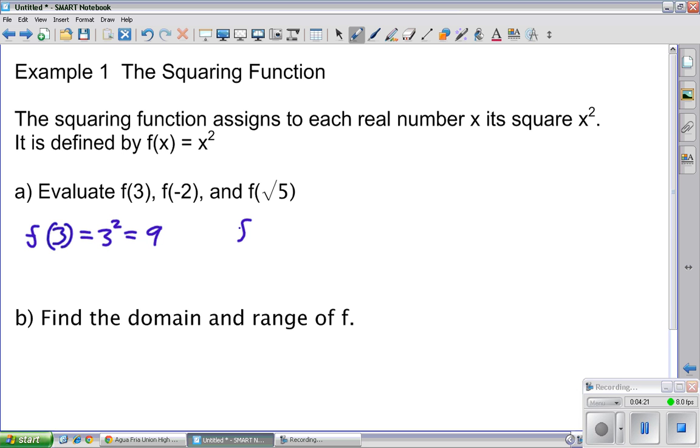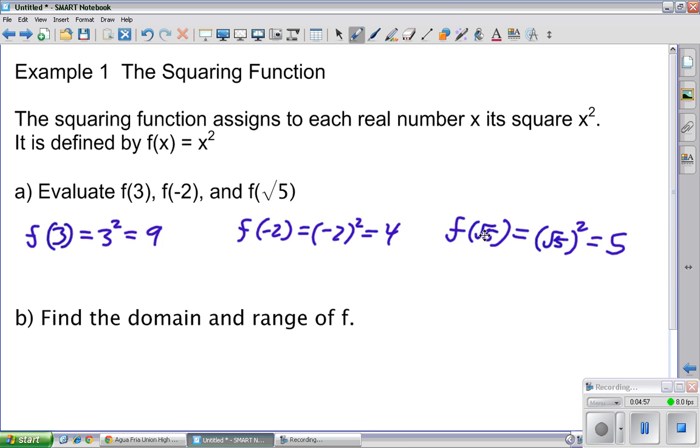F of negative 2 means plug in negative 2, so we have negative 2 squared. Negative 2 times negative 2 is 4, so f of negative 2 equals 4. And finally, f of square root of 5 means we're plugging in the square root of 5. So it's the square root of 5 squared, which just equals 5. So f of the square root of 5 equals 5.